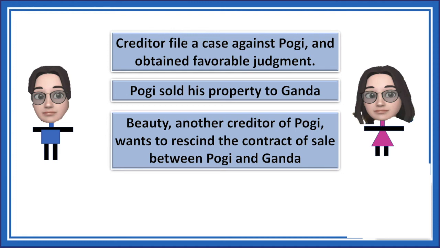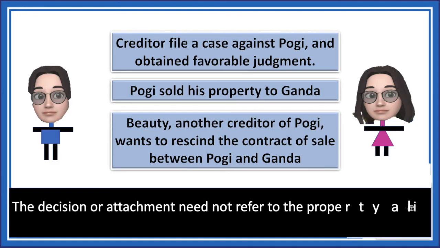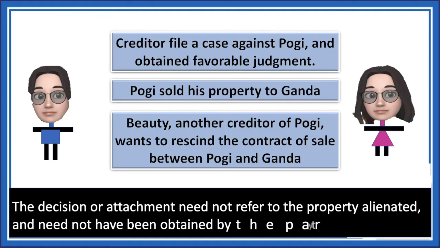The answer is no. Pogi and Ganda are not justified dahil, yes, iba si judgment creditor kay Beauty. Pero, sabi nga ni Article 1387, yung last sentence ng second paragraph, di ba? The decision need not have been obtained by the party seeking the rescission.